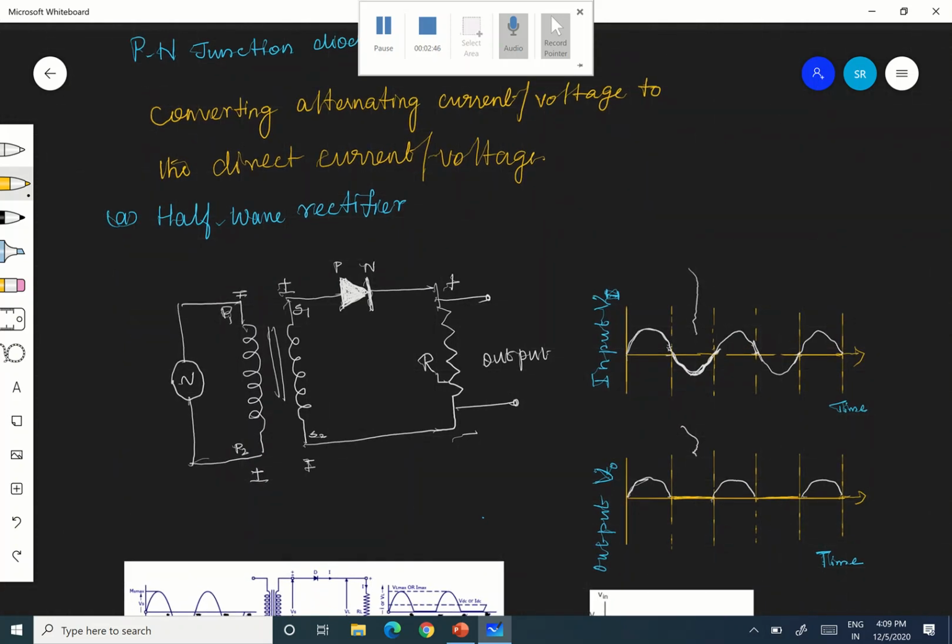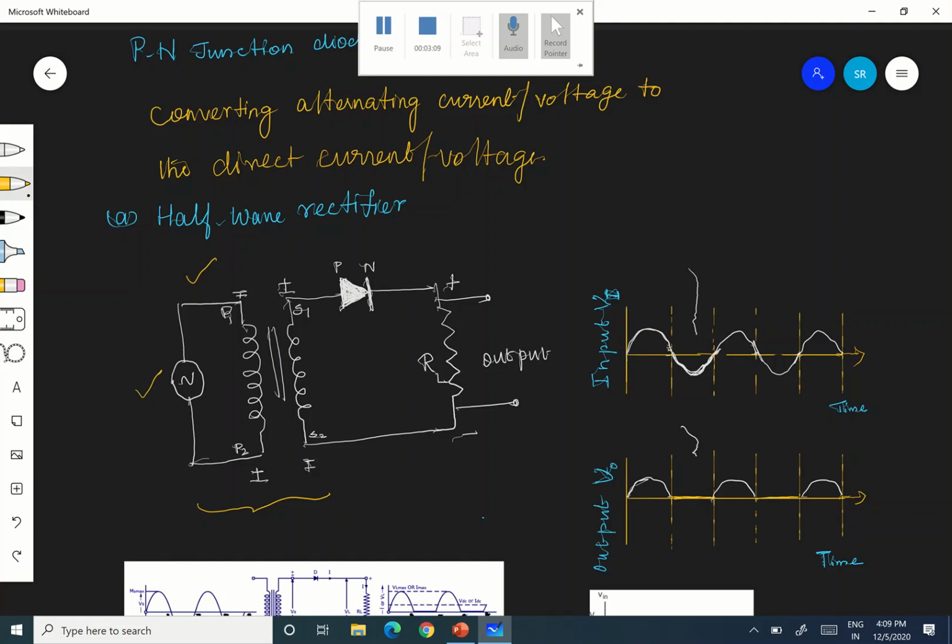See, in the case of the half wave rectifier, very simple. We are using a transformer. See, this is a transformer. Here, this is the primary of the transformer, with ends P1, P2. That coil through its ends is connected to the AC, which is to be transformed, which is to be converted.